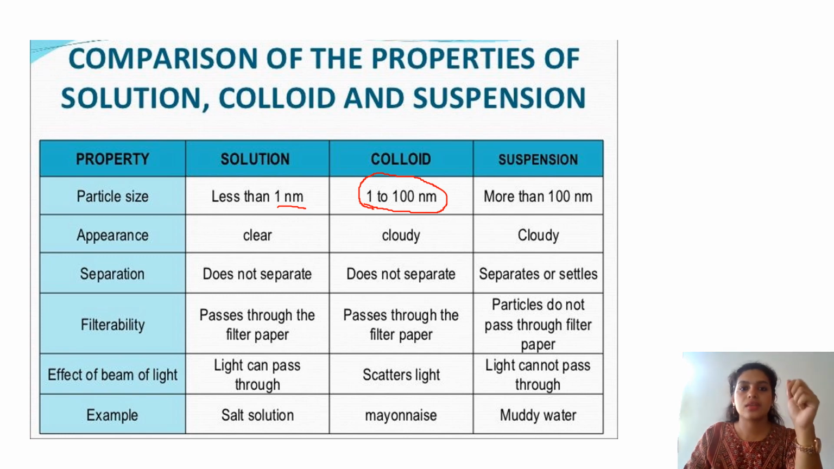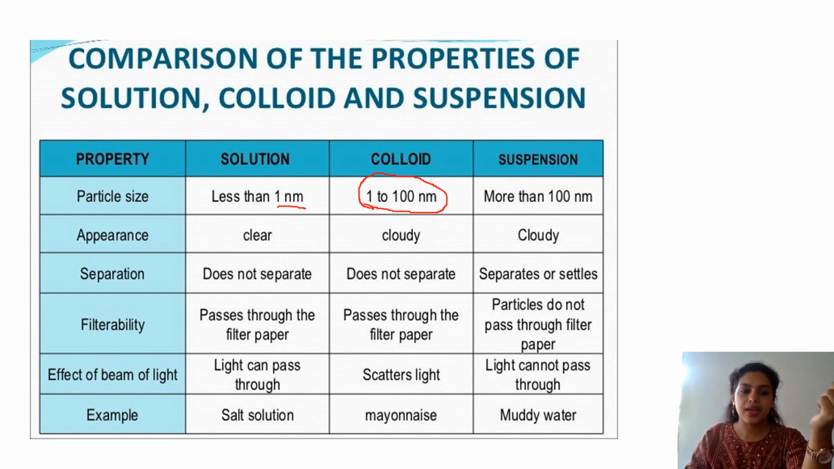And separation methods: if you pass a true solution through a filter paper, it will not separate. We cannot see the particle and the liquid separately. Under normal conditions a true solution doesn't separate, and a colloid also doesn't separate, while a suspension separates or settles very easily. And what about filterability? It passes through filter paper for both solution and colloids, but the particles do not pass through filter paper in the case of a suspension. Particles will be retained on the filter paper and clear liquid will be obtained.